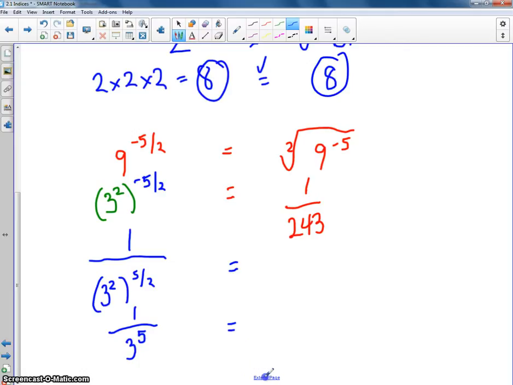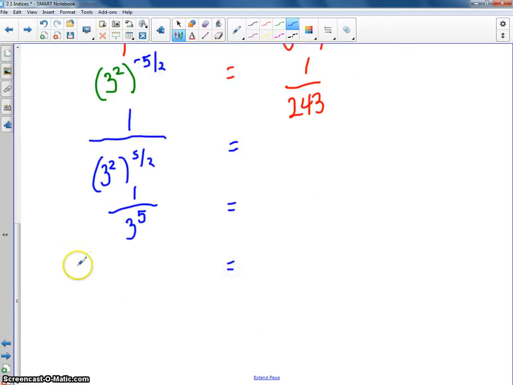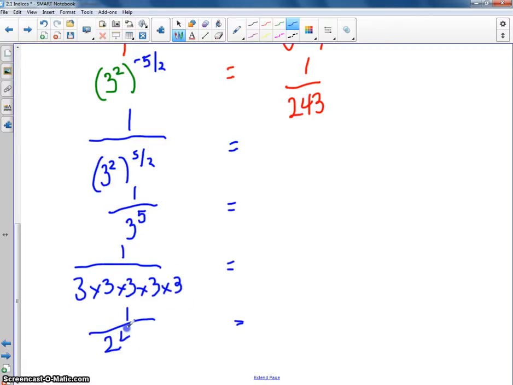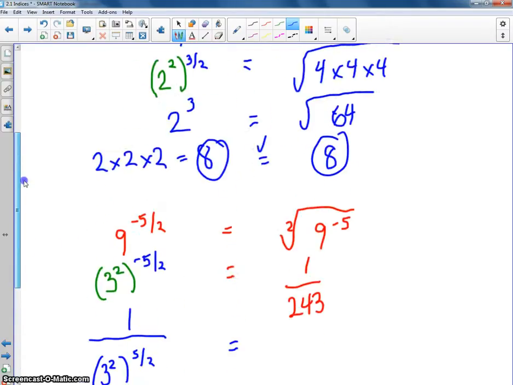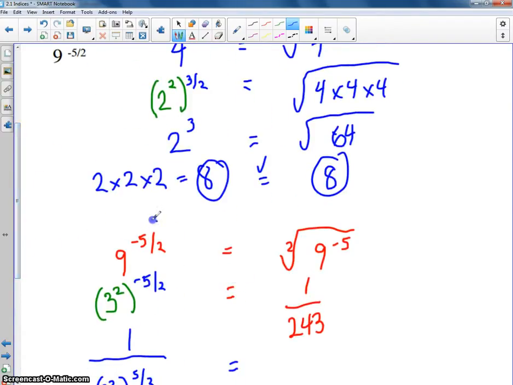If we try to further simplify this, that becomes 1 over 3 times 3 times 3 times 3 times 3. And if you type it in the calculator, that is 243. That's why this is equal to that, and therefore this is the same as that one.